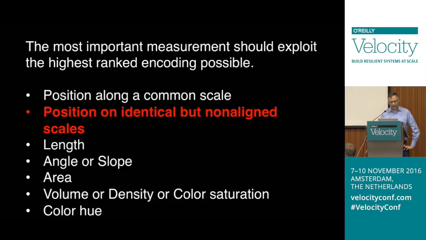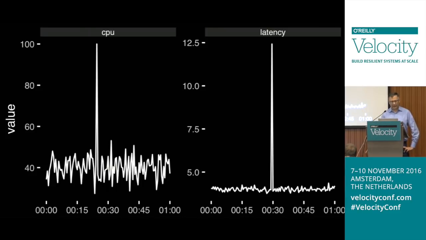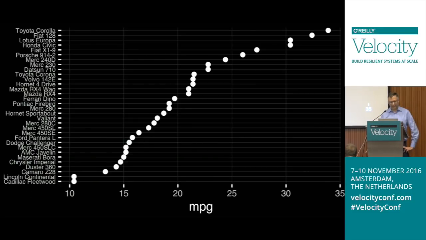Okay, moving on, we'll come to position on identical but non-aligned scales. So here's the fuel efficiency data encoded with identical but non-aligned scales. You can decode position much more accurately than anything that has come before. So taking the last example, you can just barely see that the Chrysler Imperial on the left is ever so slightly worse than the Maserati Bora. And again, this is a dumb chart that no one would ever make, but we use identical but non-aligned scales all the time, like in this pair of time series, where the time axis is identical between the panels, but the y-axis varies.